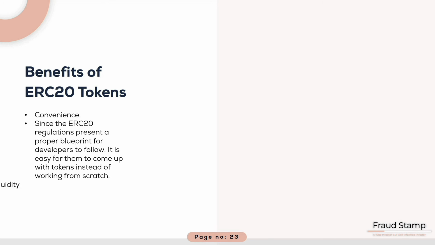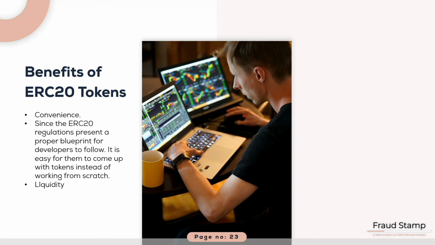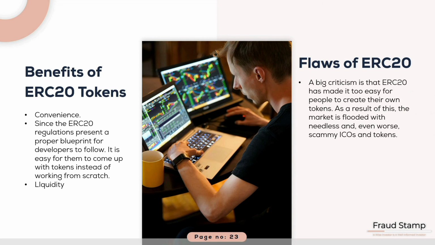An important factor that is critical for the overall valuation of the Ethereum network is the liquidity of these ERC20 tokens. If the projects on top of Ethereum are active and interacting with each other, then that is going to invariably bring more projects and more users to the Ethereum network. And what are the flaws of ERC20 tokens? A big criticism is that ERC20 has made it too easy for people to create their own tokens. As a result of this, the market is flooded with needless and, even worse, scammy ICOs and tokens.